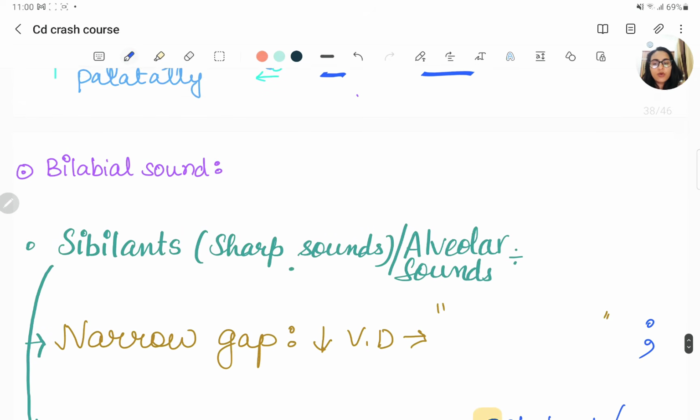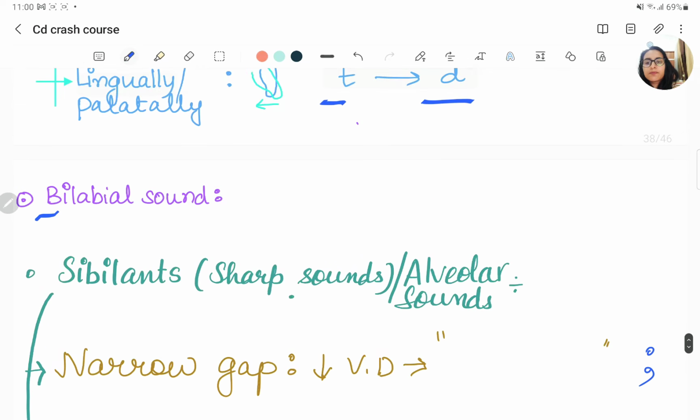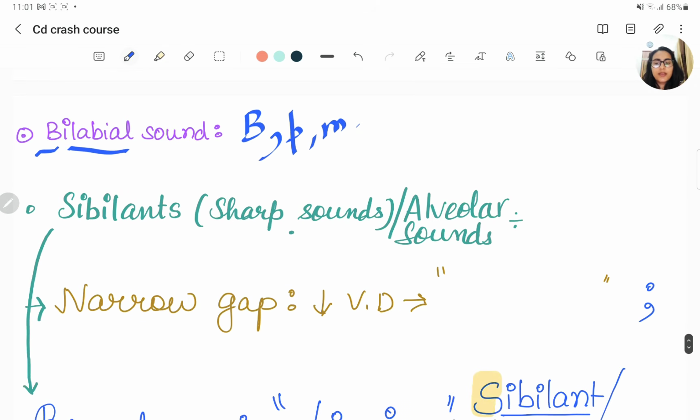Bilabial sounds are when both the lips are touching during the pronunciation of a sound, like the word B. Bi means both, labial means lips. Pronounce it yourself, B. Both the lips are touching. So what we see is lip support by the denture flange. That means the denture flanges are placed so that both the lips are getting adequate support in words like B, P, M.